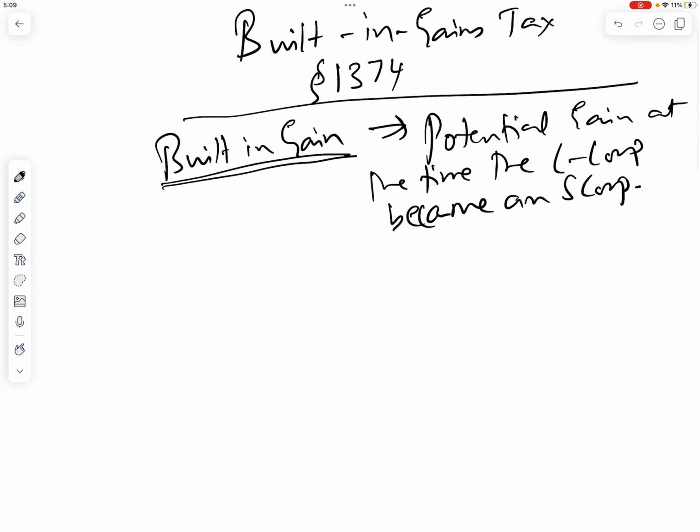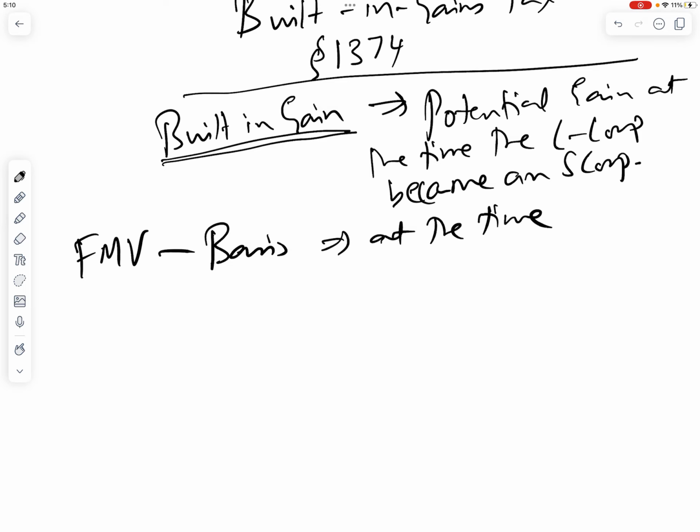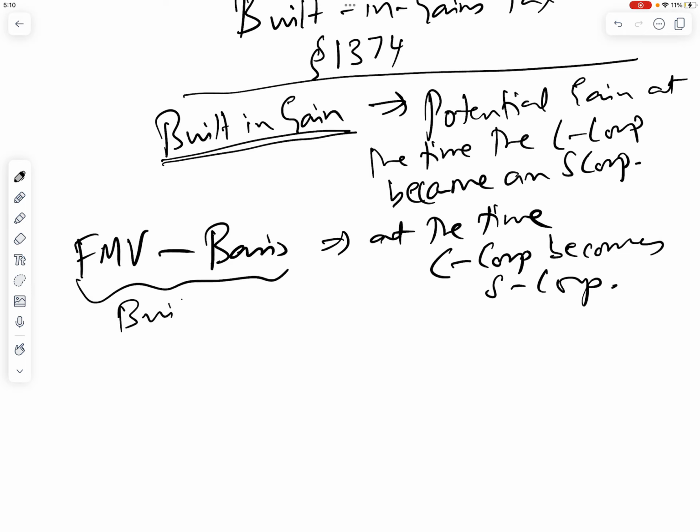So what this tax tries to do, if you think about it, is essentially say, hey, since this was a gain that you made at the time you were a C corp, I'm going to make you pay the C corp income tax. So this is not a gain that was recognized, that was not even realized, but only a potential gain. Okay, so we look for basis and fair market value, okay, at the time the C corp becomes an S corp. Okay, and this is called the built-in gain.